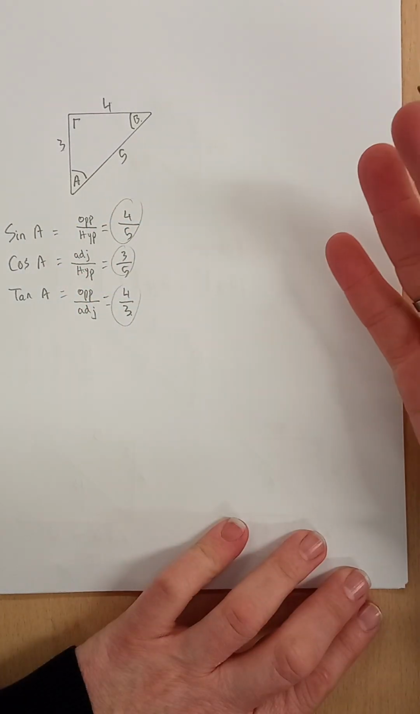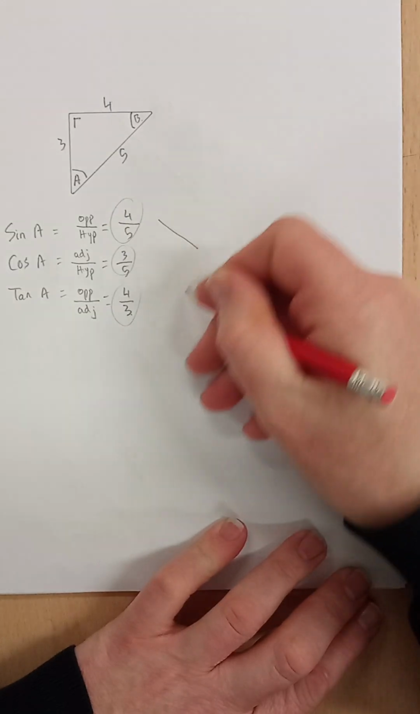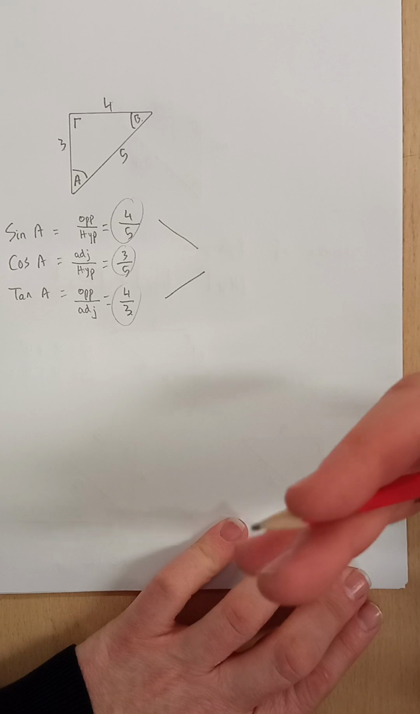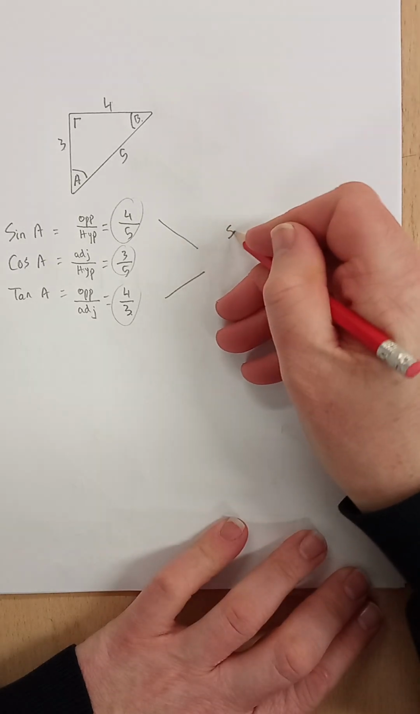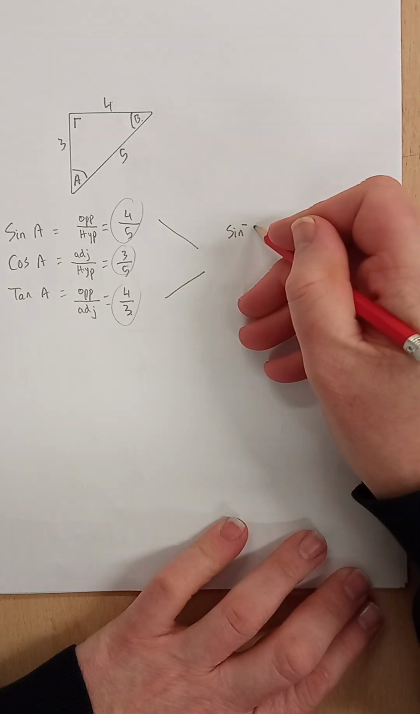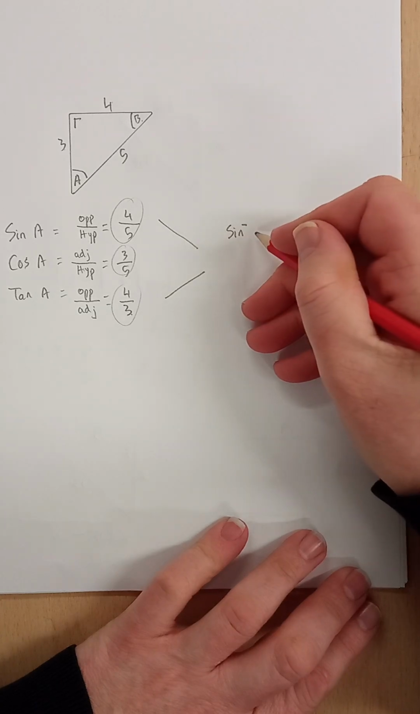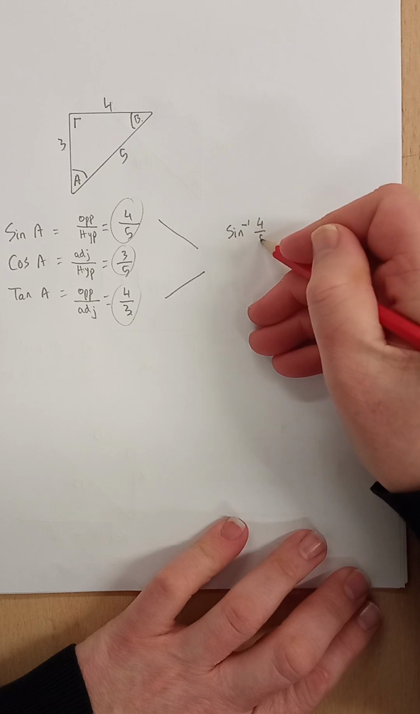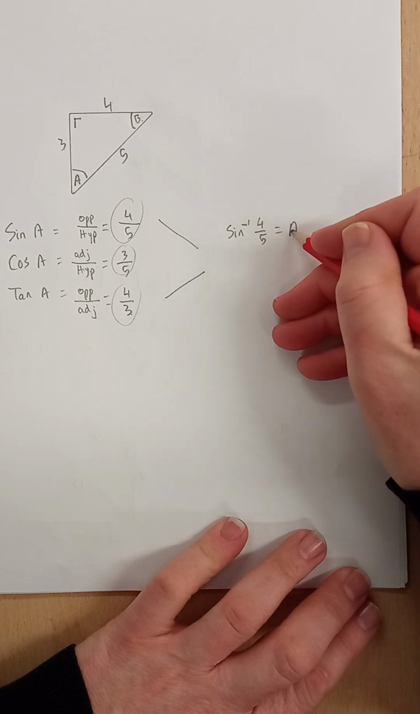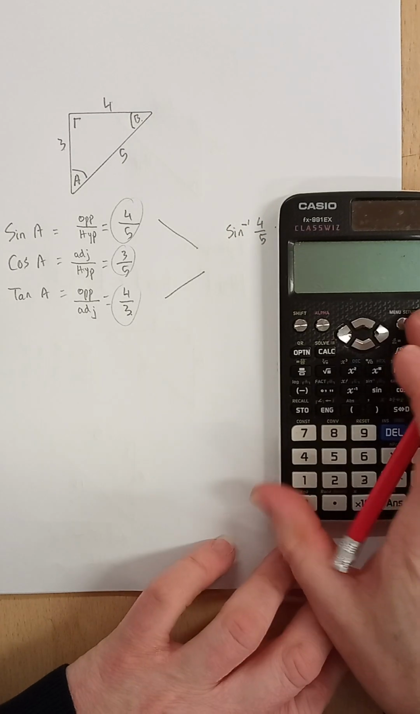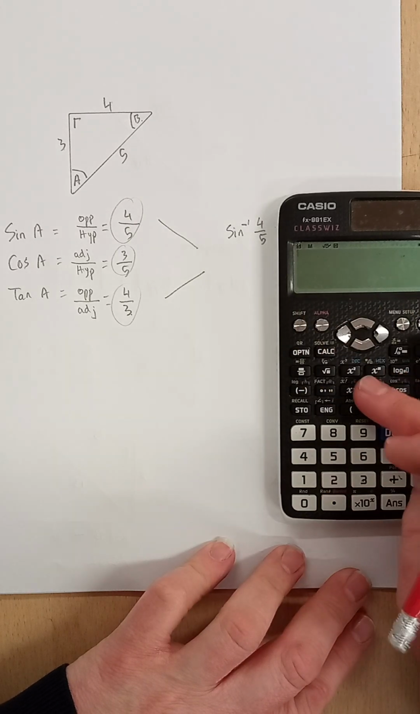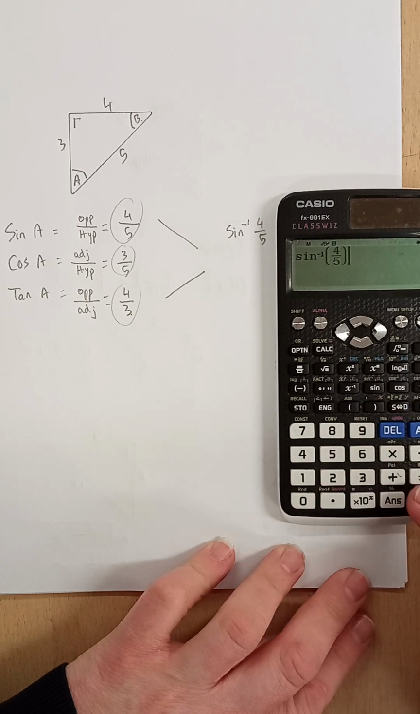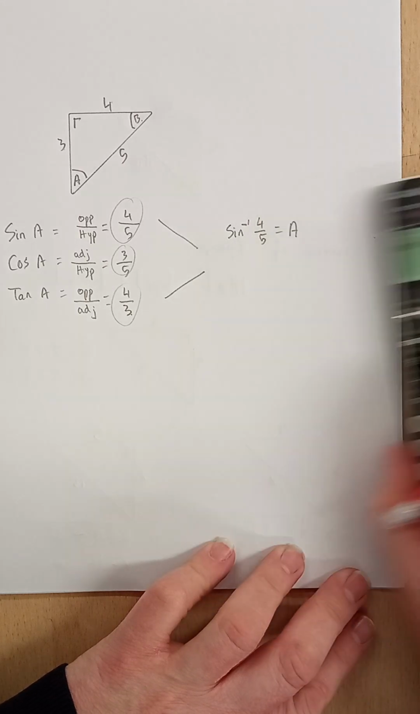Now that's not the angle. If you want to find the angle, you just take one of them. It doesn't make a difference, sine, cos, or tan, and get what's called its inverse. So the sine inverse of 4 over 5 would be A. So I'll use the calculator to show you that. Shift sine inverse 4 over 5, and you get 53.